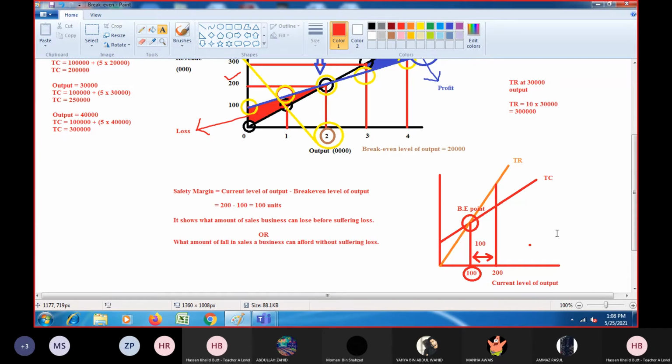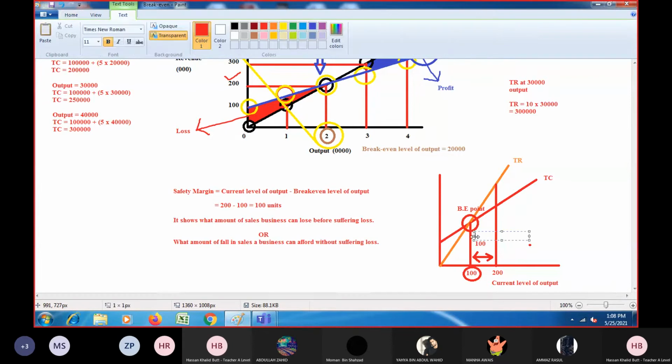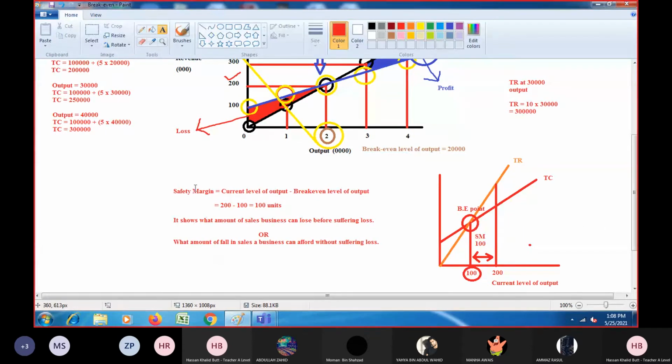So they can feel satisfied that, okay, in 3 months we'll be losing sales by 60 units, but still we have a margin of 100 units. So still we won't suffer loss. And then when the peak season starts, we will start earning profit as well. So that is why knowing the value of the safety margin is very important. That is SM. SM is safety margin, right? Okay, so this is the concept which I wanted to explain.